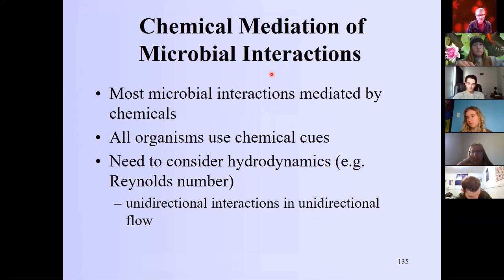And all organisms use chemical cues that we know of one way or the other. But microbes, mostly that's how they interact. We do need to consider hydrodynamics, such as Reynolds number. So, for example, if you are in open water, you can have diffusion of chemicals in and out much quicker, right? And you don't want to put out a chemical that's costly to alter the behavior of your neighbor if you are in a place where you've got high exchange.